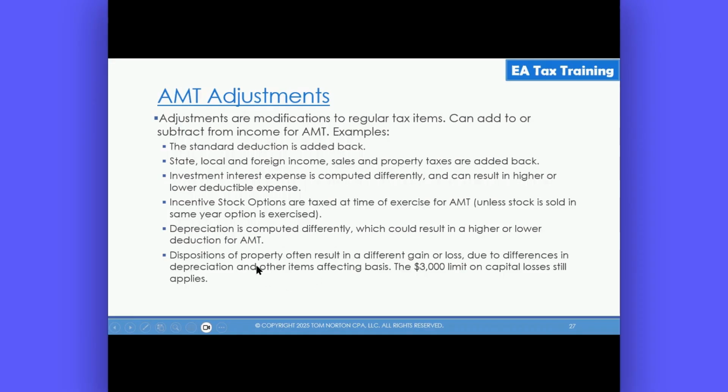And dispositions of property, so if you sell property, it will often result in a different gain or loss due to differences in depreciation and other items that are affecting basis. So that will be an adjustment. However, the $3,000 limit on capital losses still applies for the alternative minimum tax.